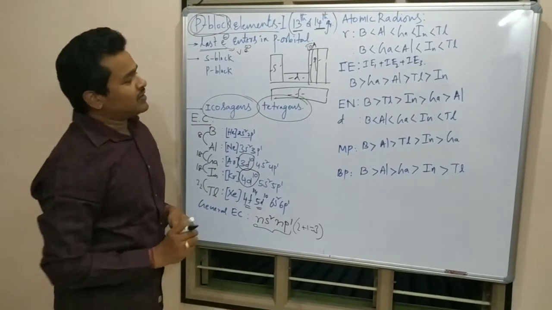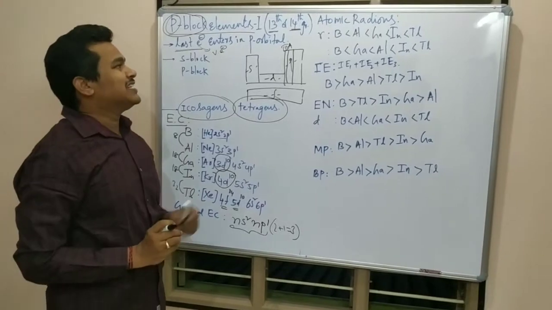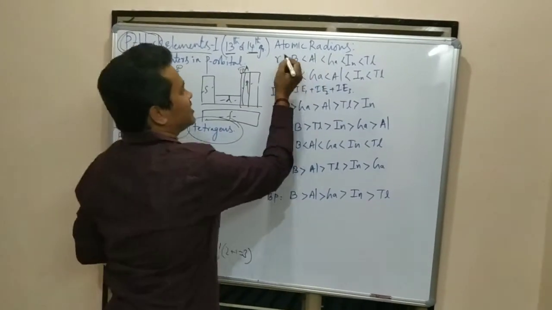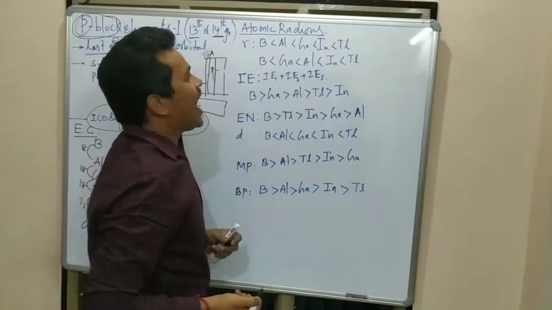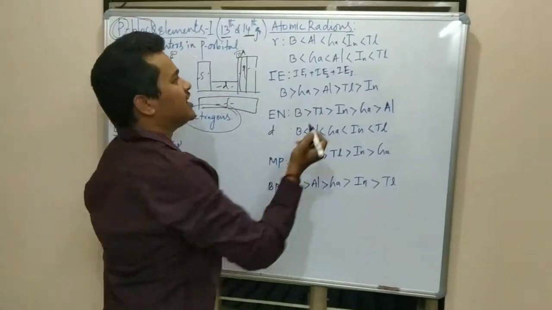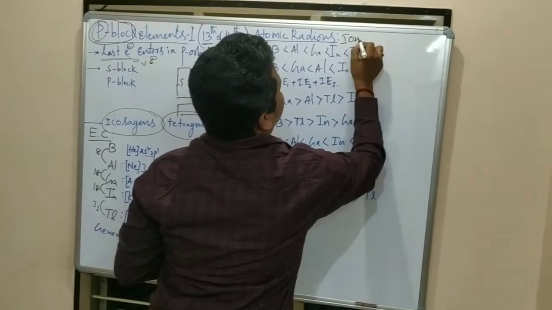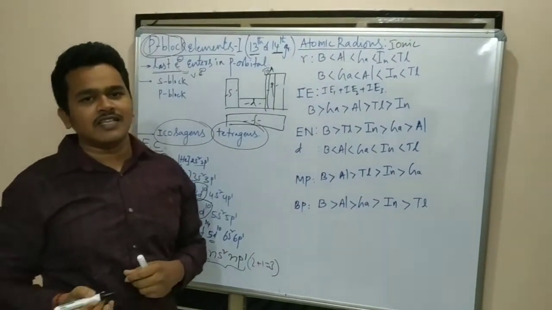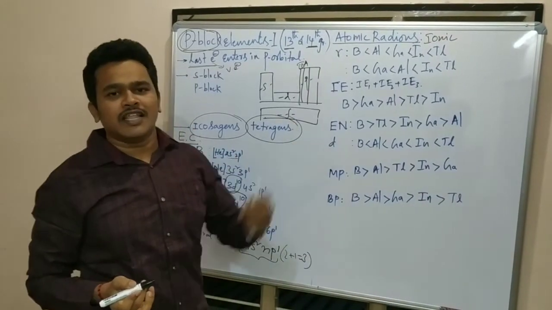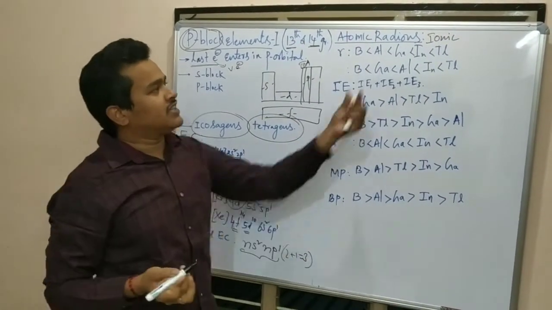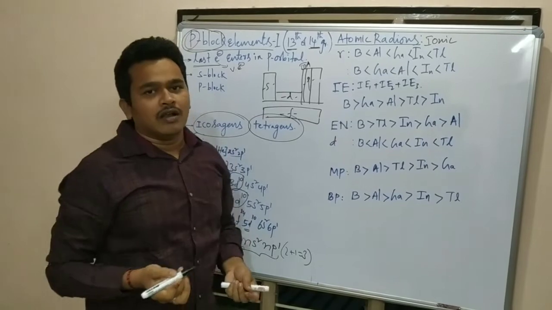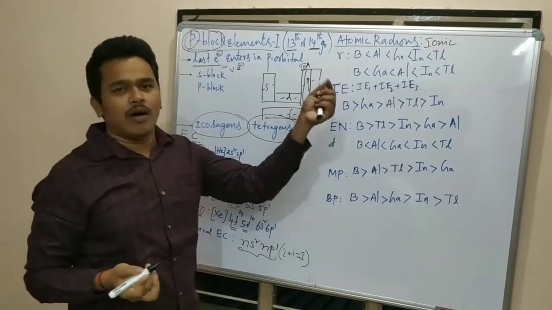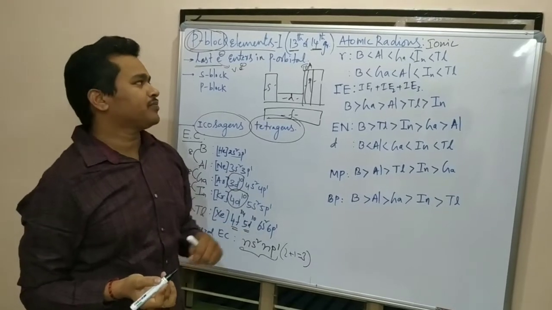After studying the electronic configuration, the next general property is atomic radius. Now we are going to talk about atomic radius, otherwise studied as ionic radius. Atomic means in the neutral state, ionic means in the ionic form, after losing electrons. That radius you can also study.